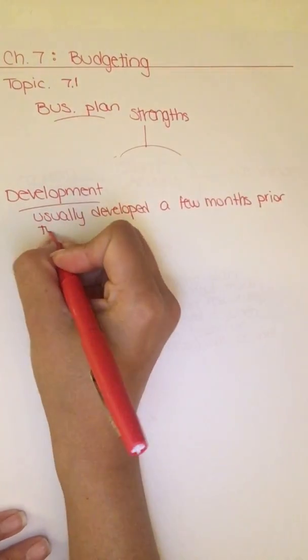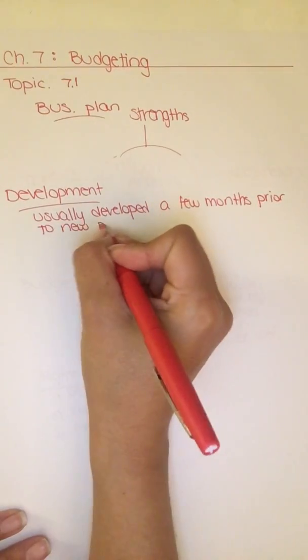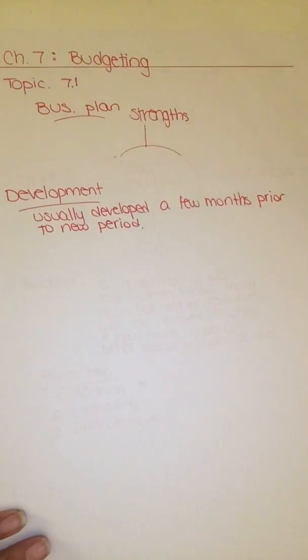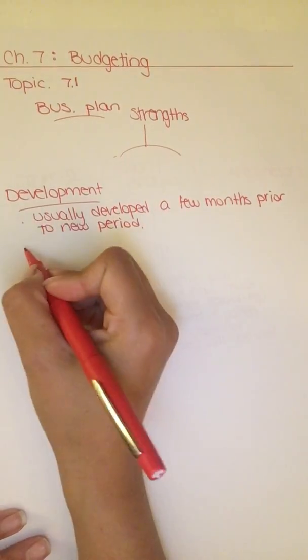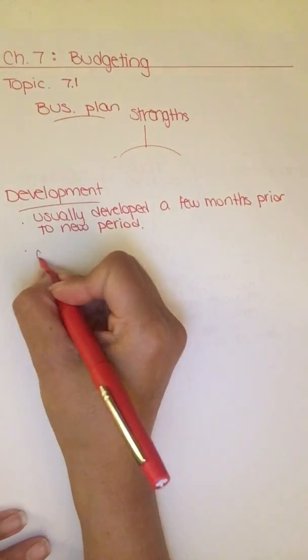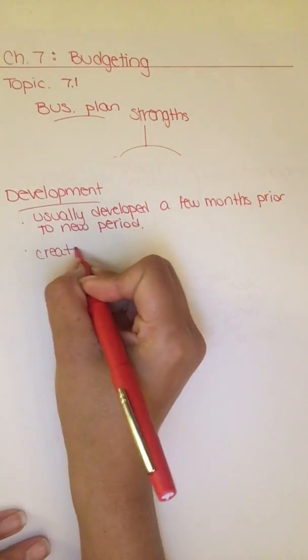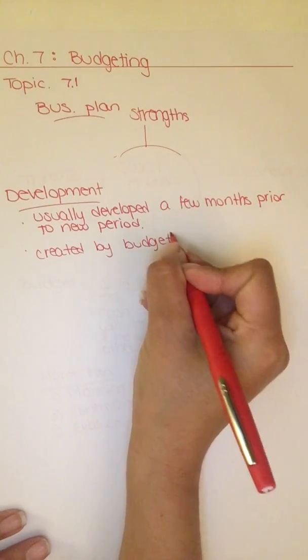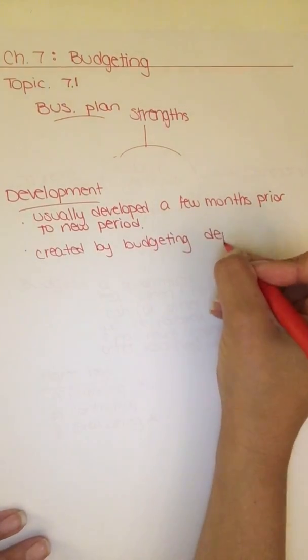Prior to the new period or year. Okay, and again, it can be developed by a department, created by a budgeting department, if the company has one.